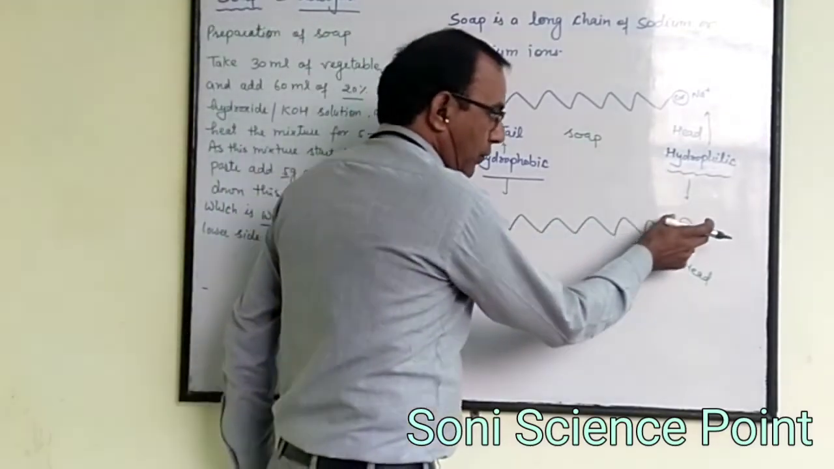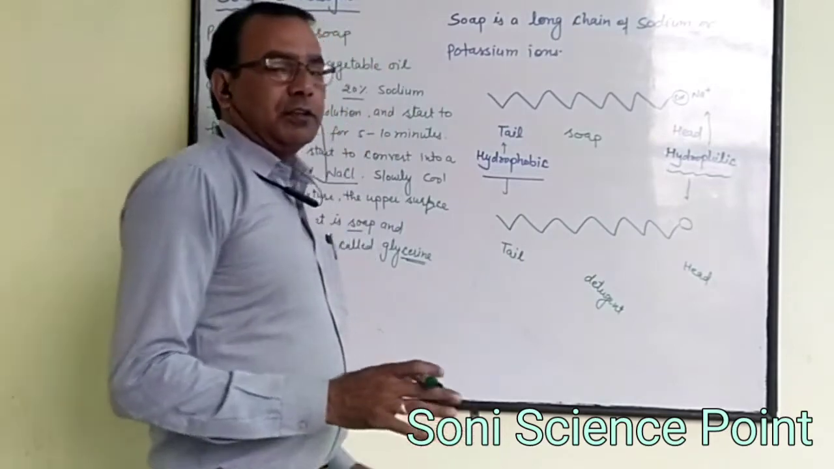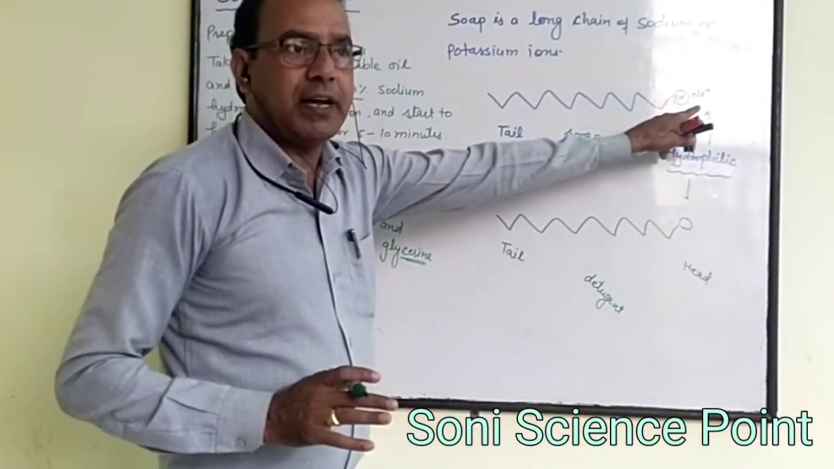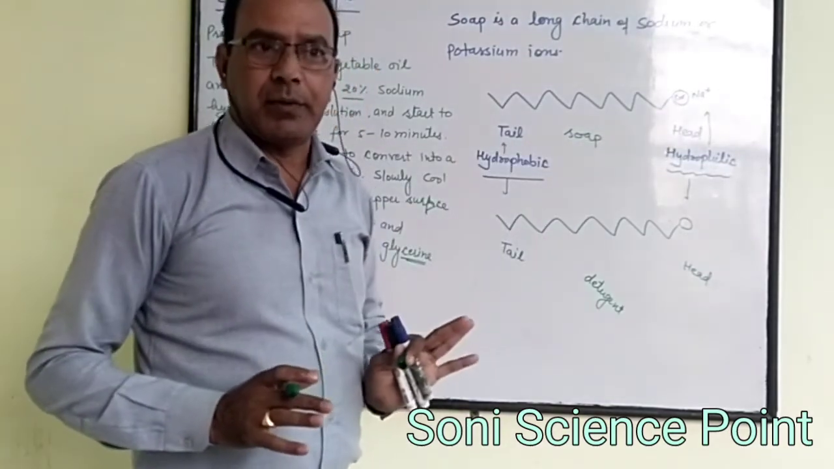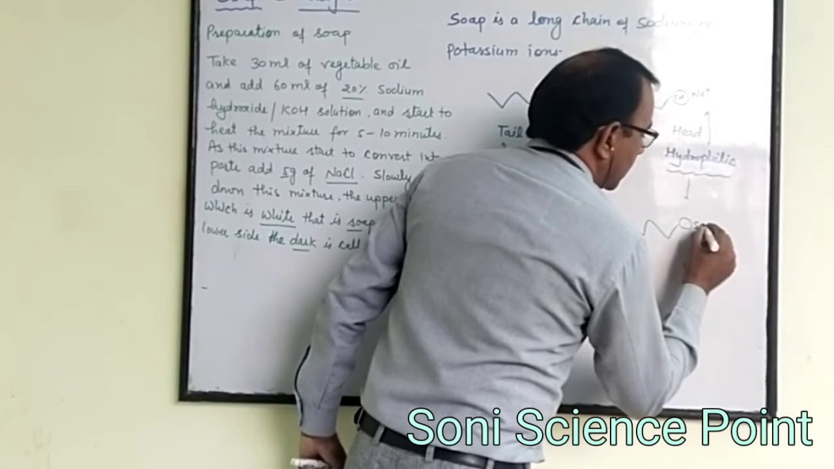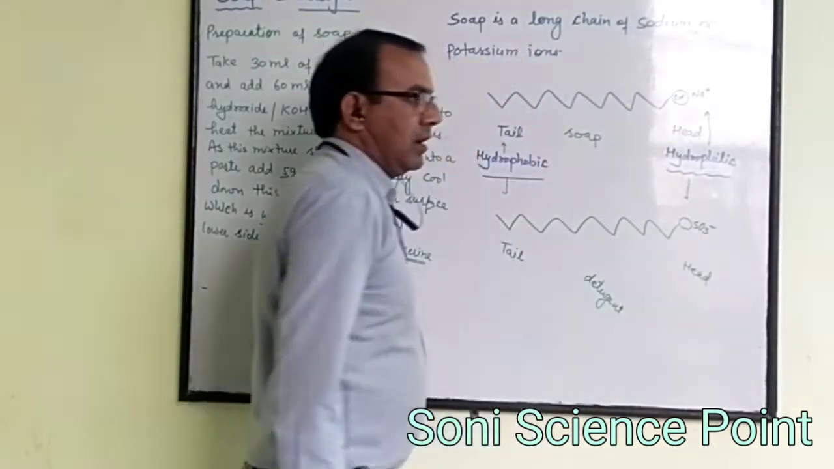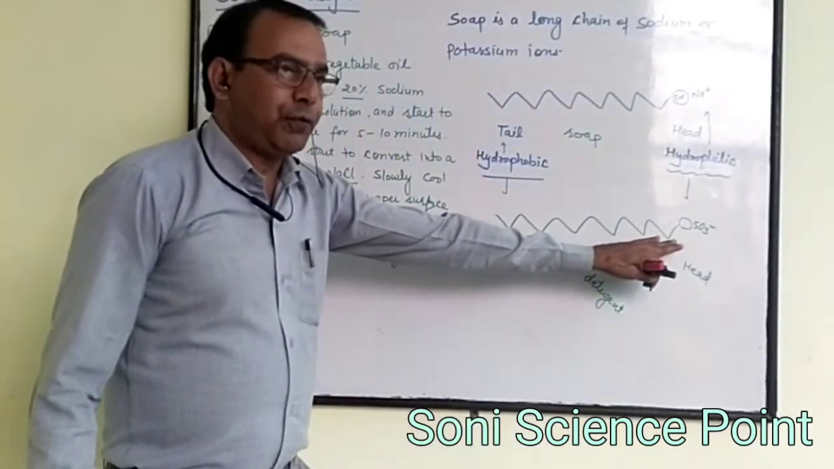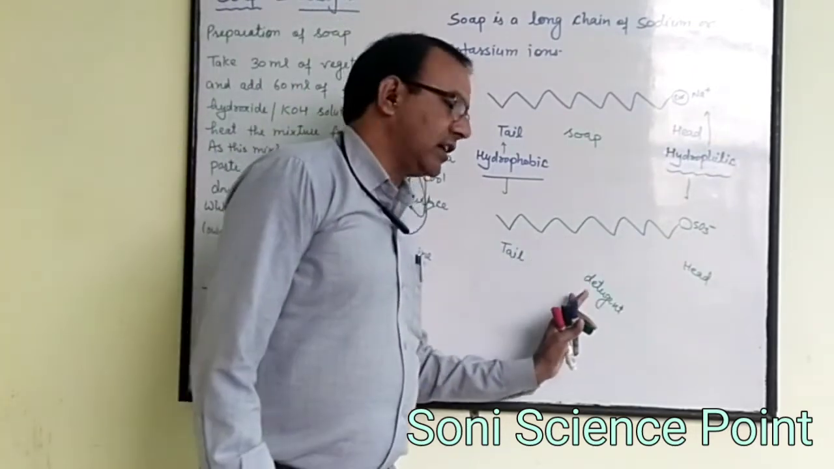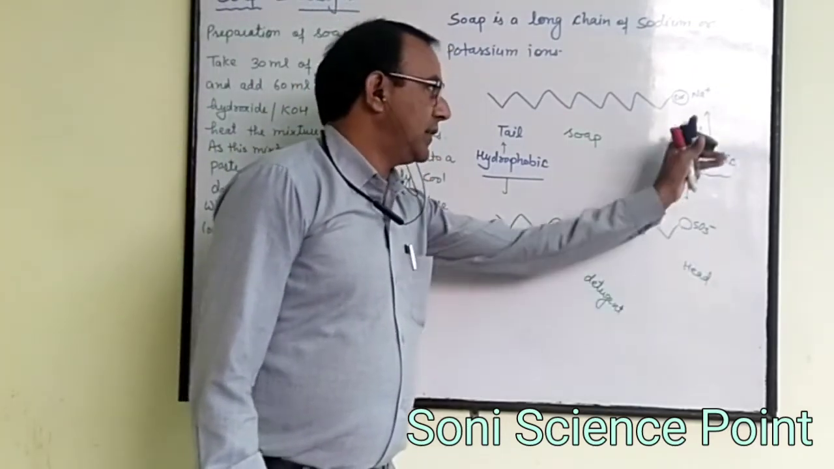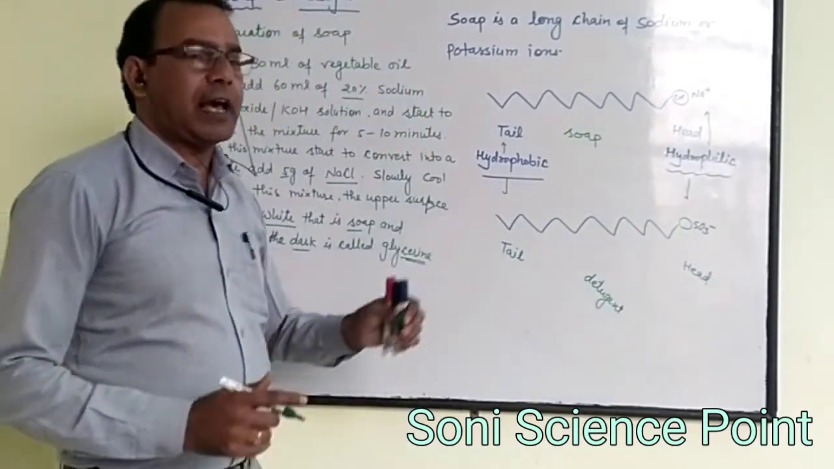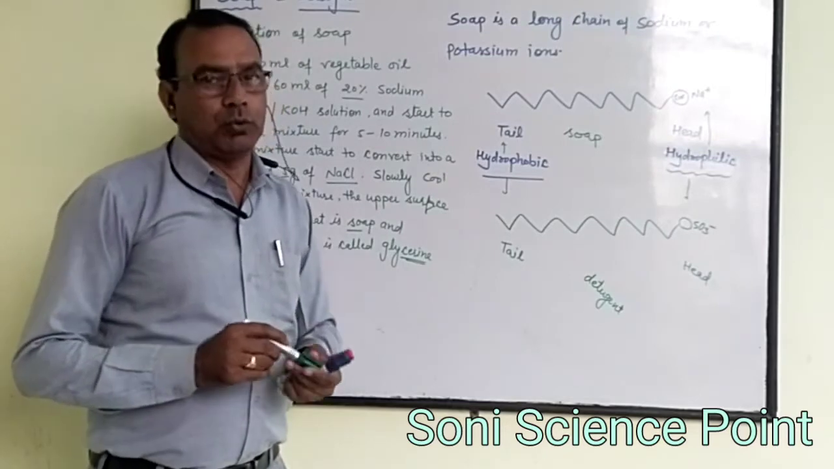But the structure of the head contains different ions. In soap, it contains sodium ions, positive, or potassium ions. But in detergent, it contains a sulfonic head. Sulfonic head means a long chain of sulfonic acid contained in detergent. This is the major difference between soap and detergent. Otherwise, both the molecules help in cleaning the cloth.